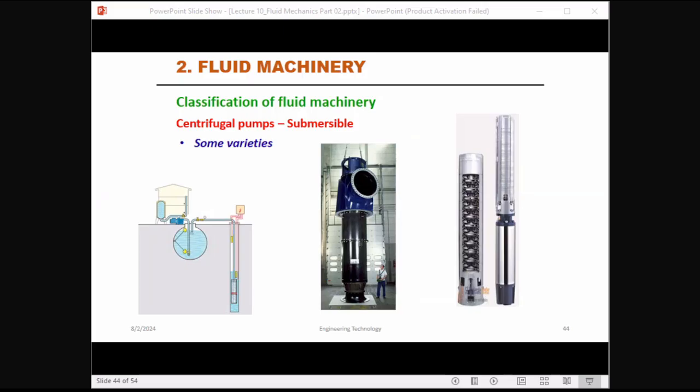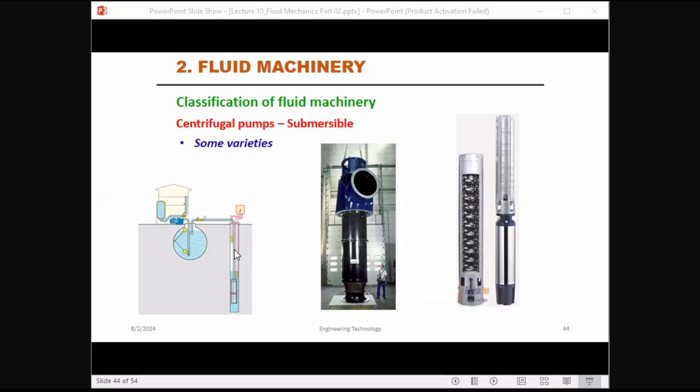What are the things you know about the submersible pump? Have you seen a submersible pump in industry or any location? Yeah, a submersible pump is an underwater pump. This is a fully submerged pump.